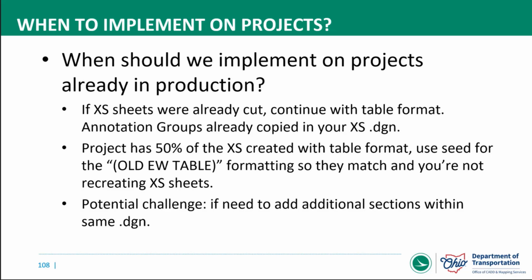So I think you probably know the answer to this. If you're midway through a project, how should we implement this? If you're midway through, continue on with what you're doing. The old annotation groups and stuff were already copied into your files that were created, so there really shouldn't be any conflict there unless you do an update from DGN lib, and then maybe you might have some problems. I'd say if your project is halfway through, just continue with that old formatting.